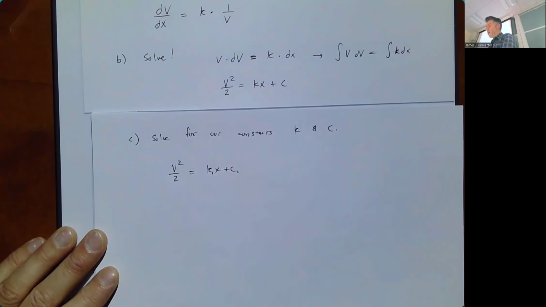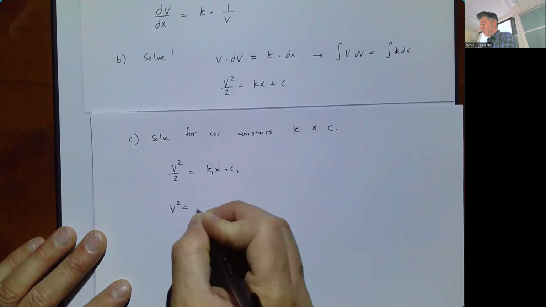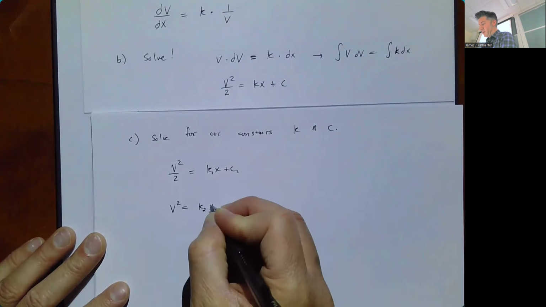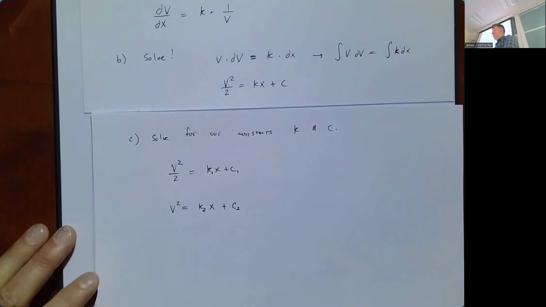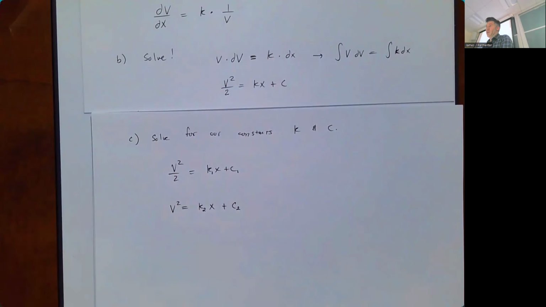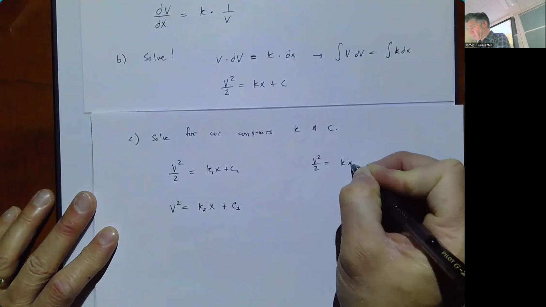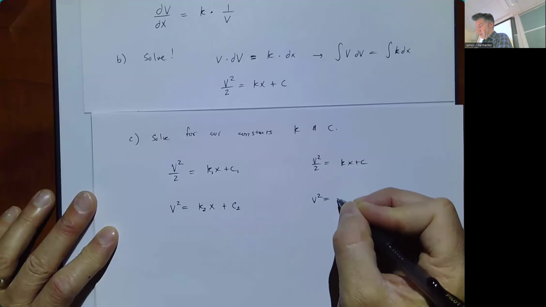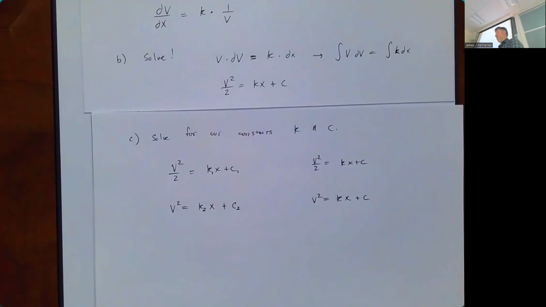If I multiply both sides by 2, I get v squared equal to 2 times k1, which is a new constant. Let's call it k2. c1 times 2 is a new constant. Let's call it c2. But really, if someone was actually doing this, they'd probably say v squared over 2 equals kx plus c and multiply both sides by 2. v squared equals a constant times 2, which is still a constant. They'd probably just write it that way.